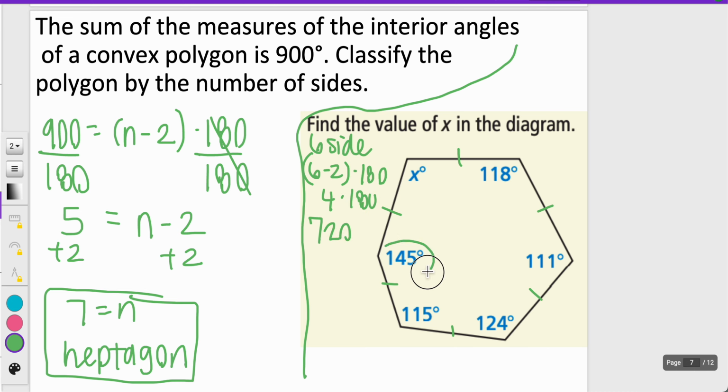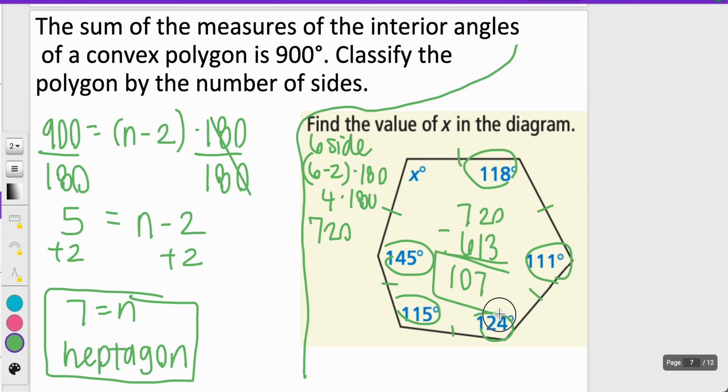So what I need to do now is take all these and add them together. 145 plus 118 plus 115, 111, 124 gives me 613. Then I just have to subtract that from 720, and I'm going to get my final result of 107. So x is equal to 107 degrees.